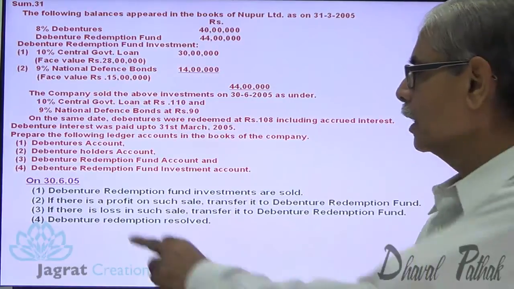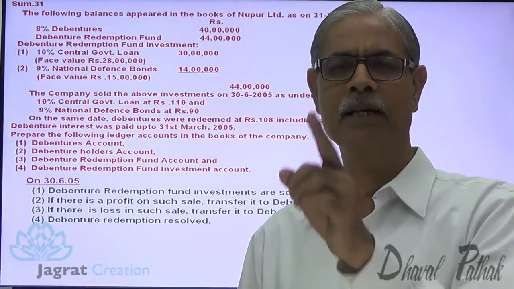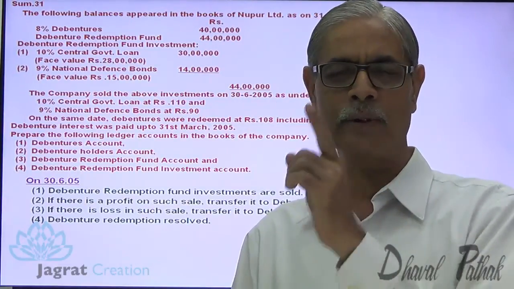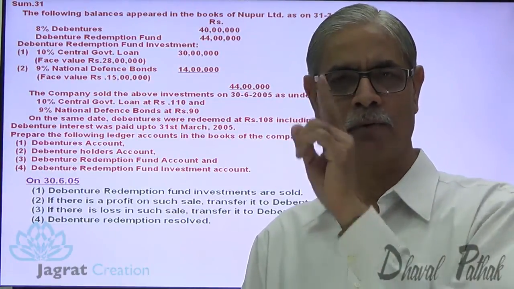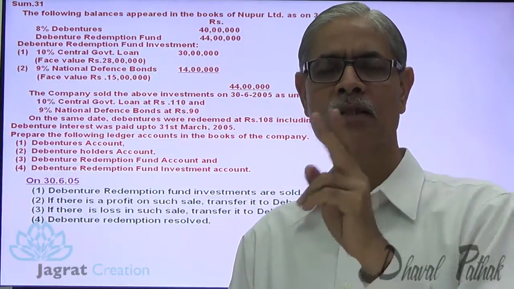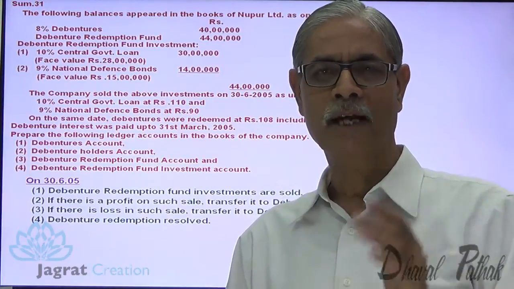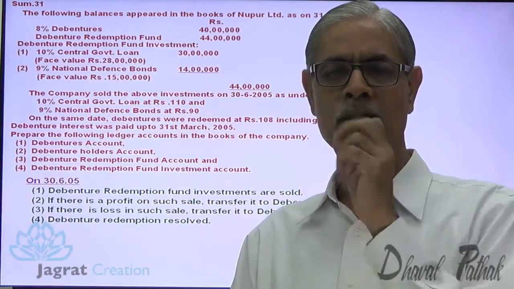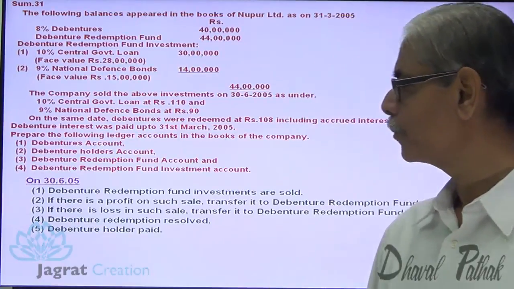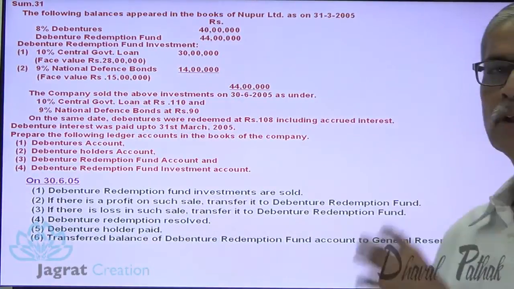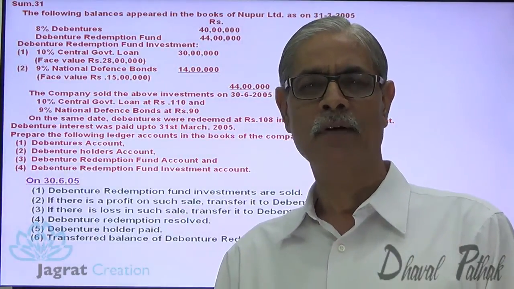Now next, debenture redemption is resolved. The resolution is to pay debenture holders per debenture 108 rupees including accrued interest. As I told you, accrued interest is for 3 months. 3 months interest at the rate of 8% is 2 rupees. So 2 rupees is the interest element in 108. Remaining 6 rupees, taking out therefrom nominal value, is the redemption premium. Debenture holders are paid. Transfer the balance of debenture redemption fund to general reserve. So these are the various transactions that we are required to consider while solving the sum.